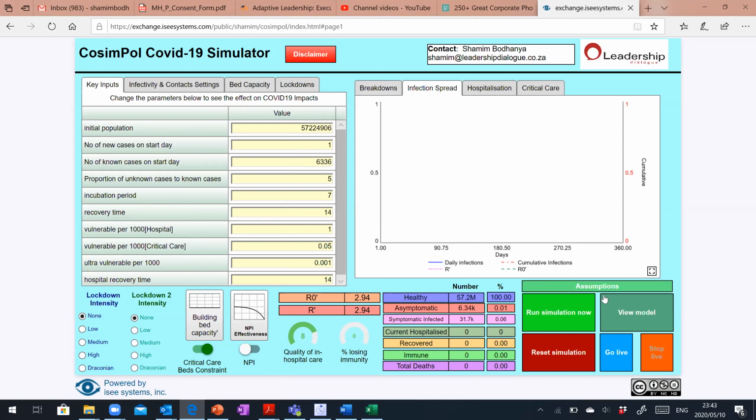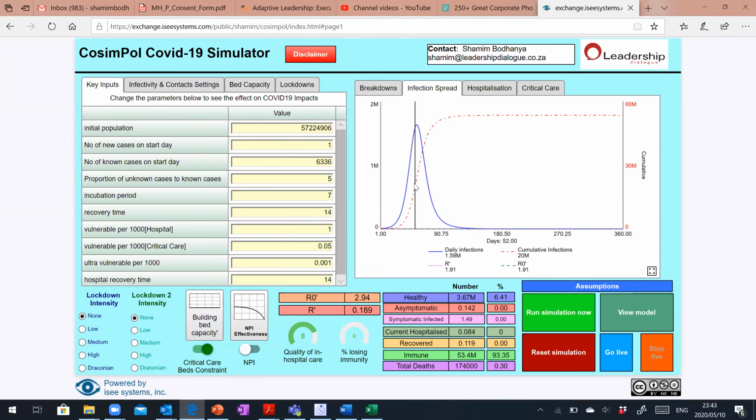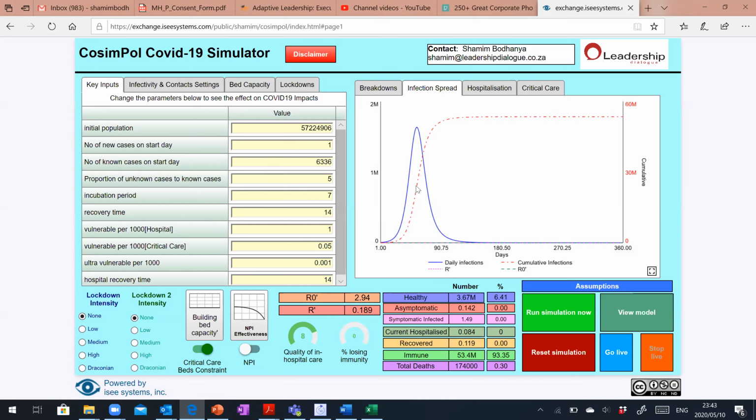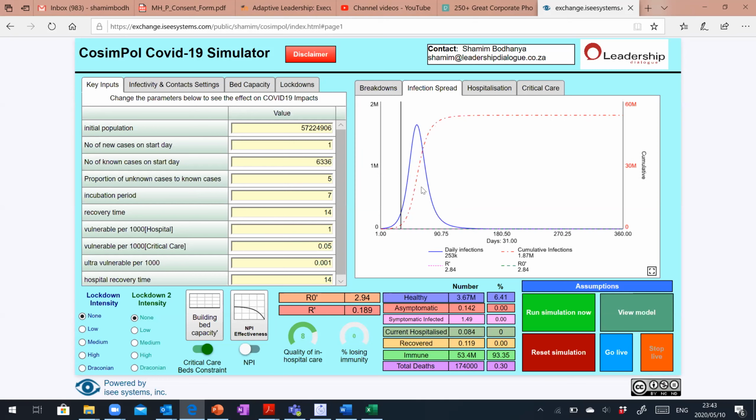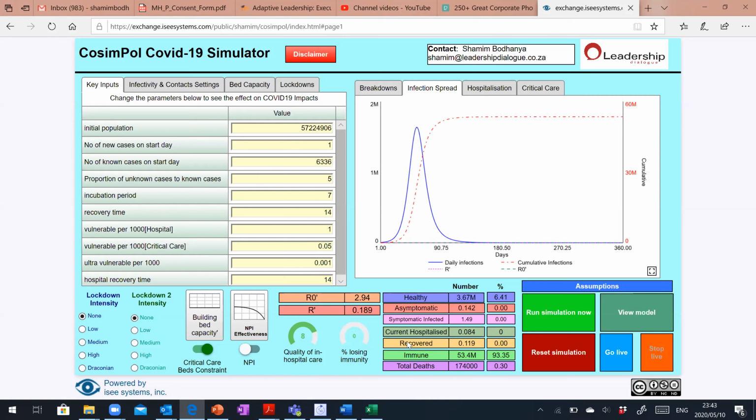So using the base case scenario, if I run the simulation, what we see here is that the blue curve is the daily infections, and based on this data and these operating parameters, we're looking at about 52 days for the peak infections, which probably takes us to around the end of June 2020. If we look at the panel here, that corresponds to a significantly high number of deaths of 174,000 people.